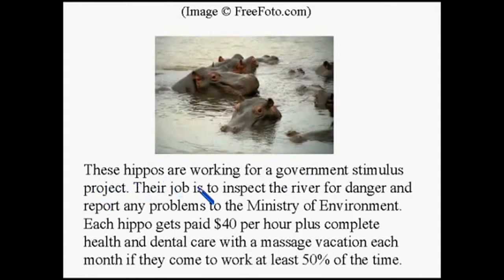These hippos are working for a government stimulus project. Their job is to inspect the river for danger and report any problems to the Ministry of Environment. Each hippo gets paid $40 per hour plus complete health and dental care, with a massage vacation each month if they come to work at least 50% of the time.